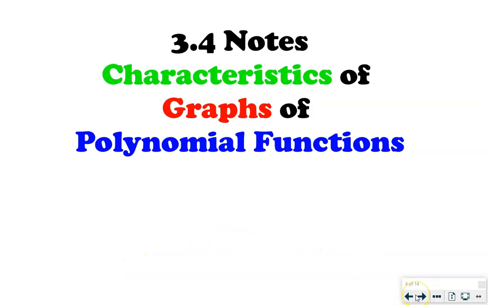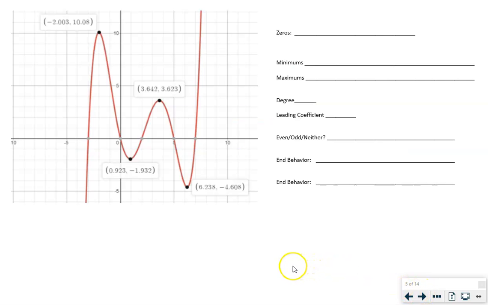So we're going over the characteristics of graphs of polynomial functions today. The first thing I want to do is go through this graph with you guys so we can discuss the various characteristics. So hopefully you can see zeros, which are also x-intercepts. Here is one of them, and that is at 1, 2, -3, right?